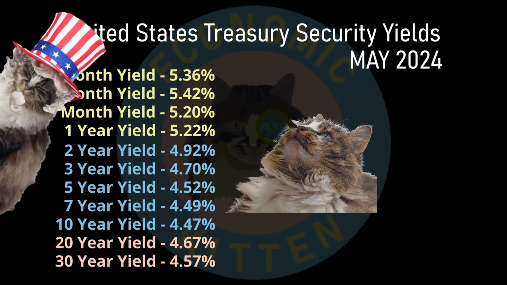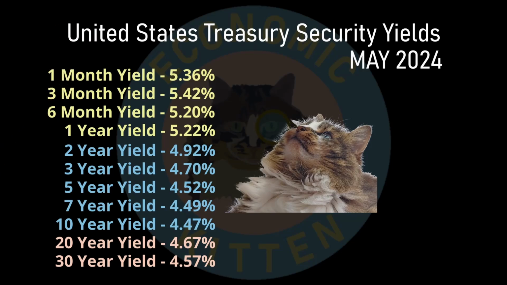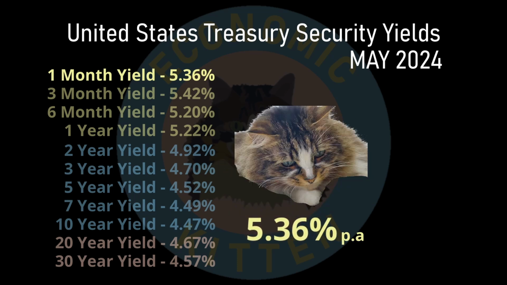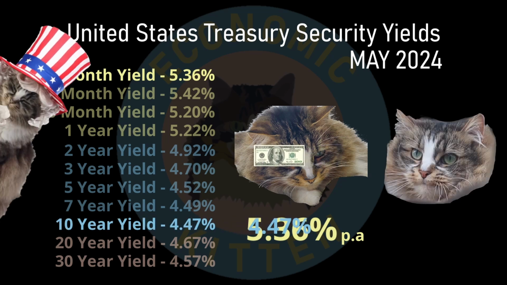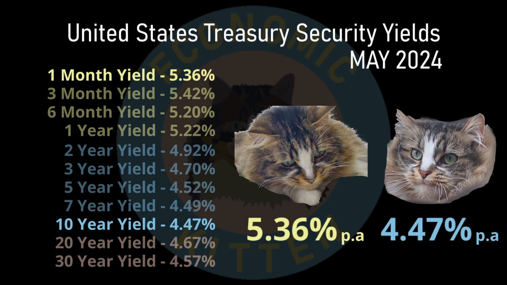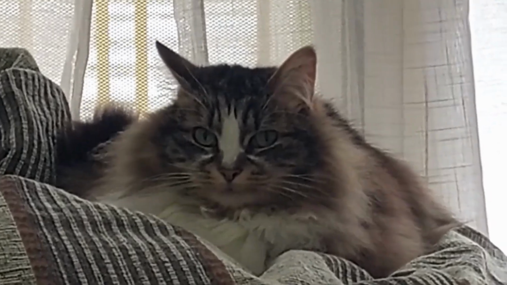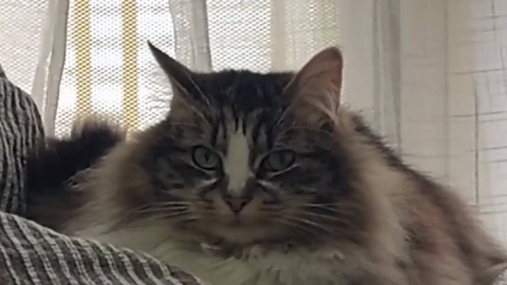The 2024 yields are telling us if you lend your money to purchase this 1-month security, you will be compensated with an annual yield of 5.36%. But if you lend your money for 10 years, you will only get an annual yield of 4.47%. Doesn't that seem strange? You are lending your money for longer but getting less compensation. It doesn't make sense. But can I tell you a little secret? Come closer. It does make sense.